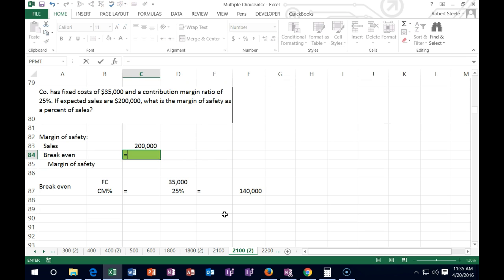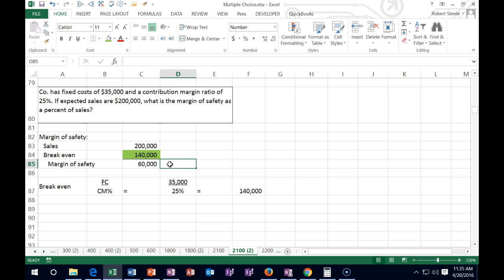So we can plug that in here. That equals this 140,000 we just calculated right there. And therefore, the margin of safety equals, if we think we're going to get 200,000, we can say, well, how much over the break even, where we make no profit, are we? Minus the 140,000, well, we have a 60,000 margin of safety.